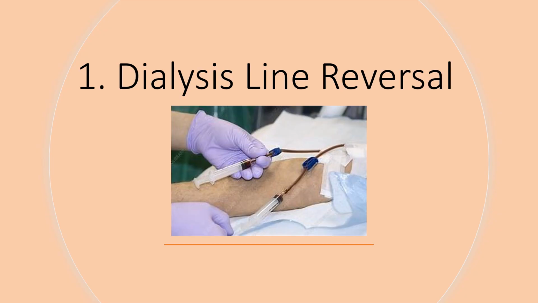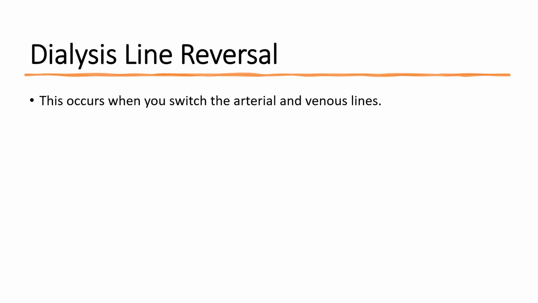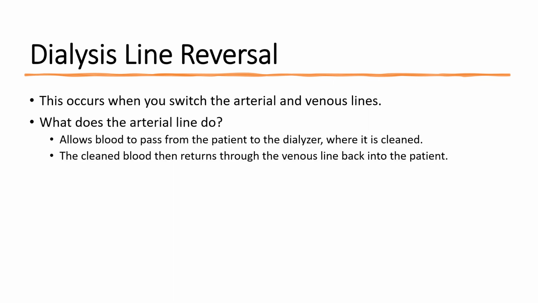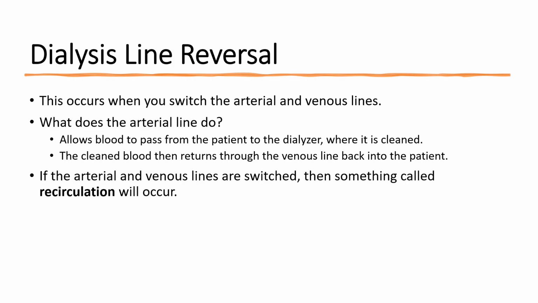Let's begin with a discussion of the relatively common mistake of dialysis line reversal. This occurs when you switch the arterial and venous lines, and has happened a few times over the past month at the Kent Northwest Kidney Center unit, so this is a timely issue to discuss. So what does the arterial line do? Well, the arterial line allows blood to pass from the patient to the dialyzer where it is cleaned, and then the clean blood returns through the venous line back into the patient. Now, if the arterial and venous lines are switched, then something called recirculation will occur.